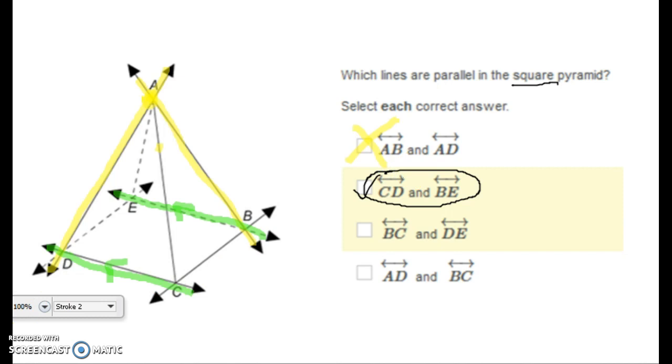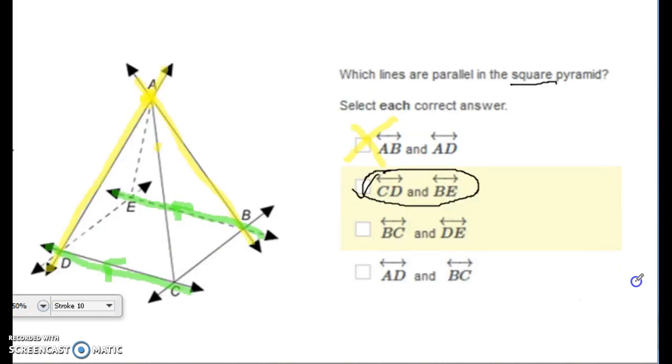All right, then let's check the next ones. Let me change colors. Purple, why not? All right, so BC and line DE. Again, they don't have parallel markings, but we do have enough information because it's a square pyramid. We can say that that is true as well.